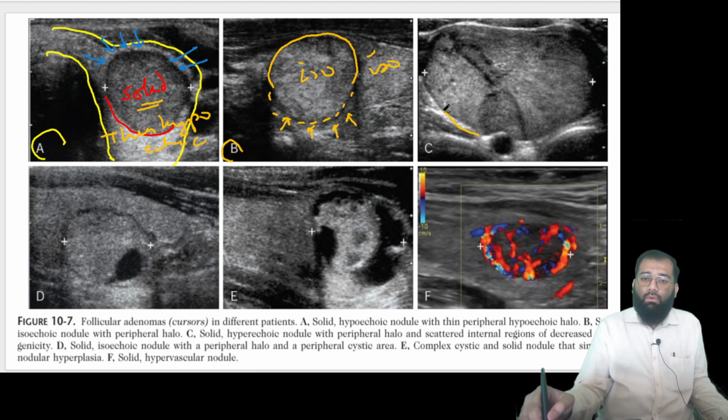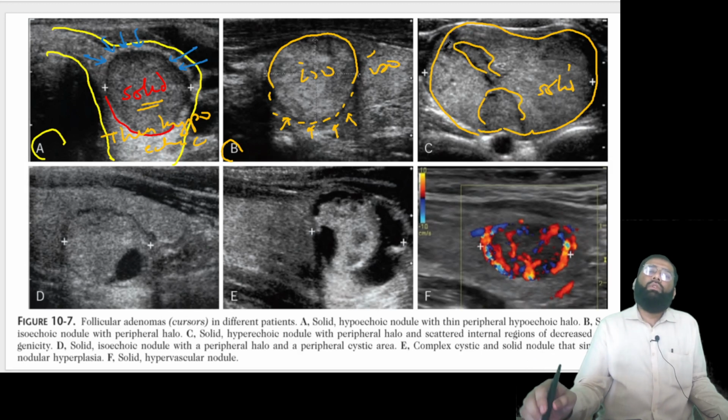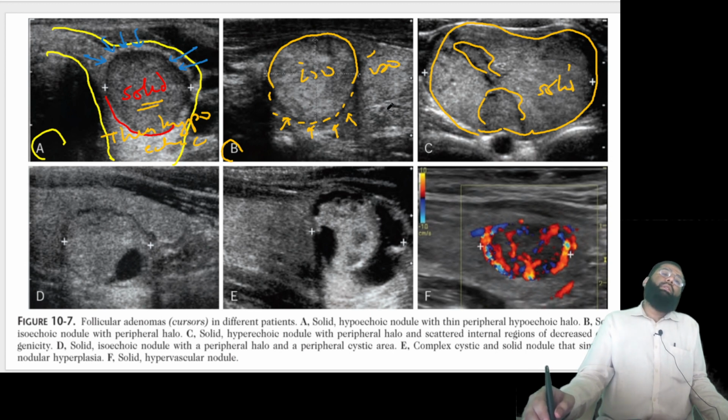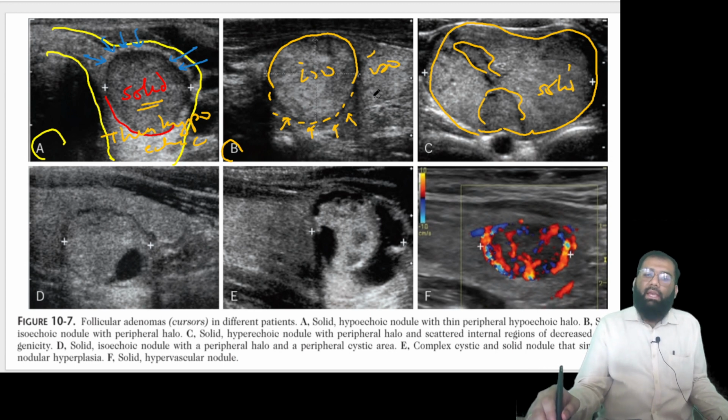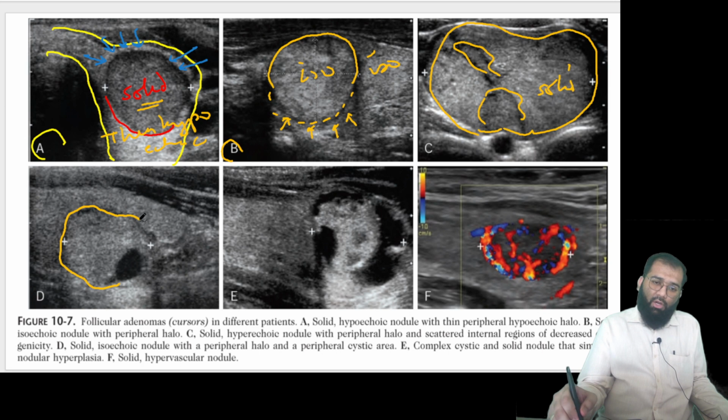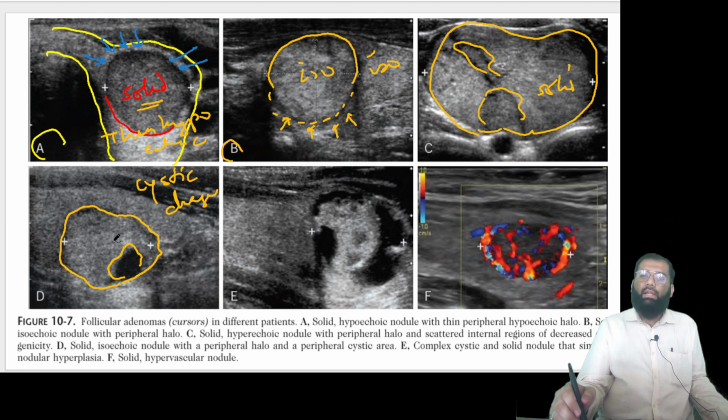Now this is again a lesion which is solid with few heterogeneous areas, heterogeneously hypoechoic areas within it. So sometimes the follicular adenomas can be heterogeneous also. So here again you see this is a solid lesion predominantly with a thin hypoechoic halo, and what you are able to see is a small cystic change. So sometimes cystic changes can occur, but if you see, the lesion is predominantly solid.